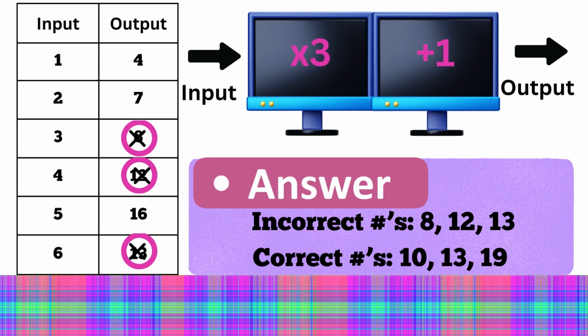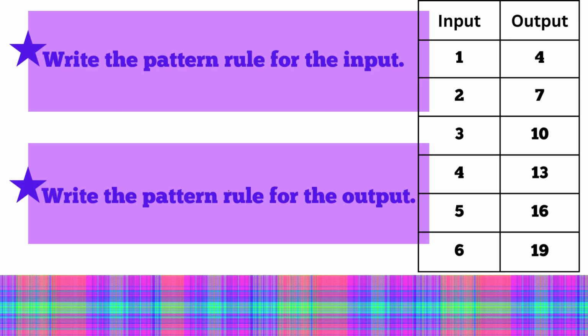The errors are for the numbers 8, 12, and 13, and they should be corrected with the numbers 10, 13, and 19. For the next question, you need to write the pattern rule for the input and the pattern rule for the output. Here's the input-output table. The input, we can see it starts at 1. Think about what's happening in that table. For the output side of it, it starts at the number 4. I encourage you now to pause the video and try to determine both pattern rules.